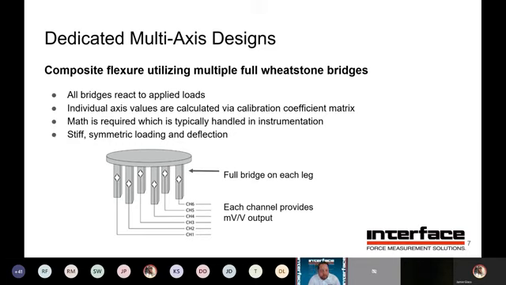So these are nice in that you end up with a guaranteed symmetric loading condition with high stiffness typically, and symmetric and low deflection to that. The only caveat here is that you do need to implement some math, which is typically done in the instrumentation, or we'll have to handle somewhere to be able to then interpret those 6 individual millivolt per volt signals.